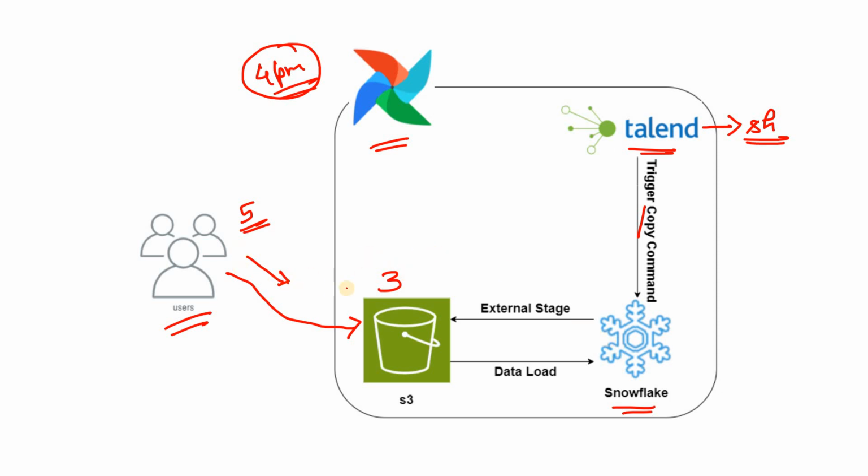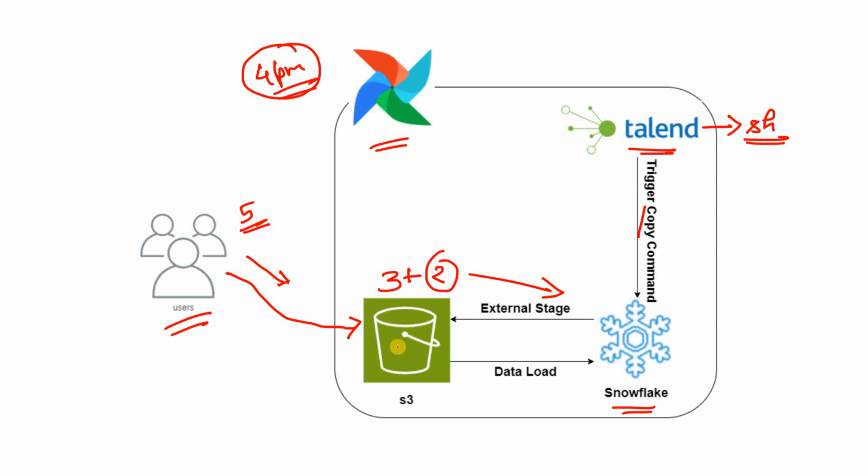So when the user uploads 2 more files after the job runs, these 2 files will not be loaded in our Snowflake table, and this makes a problem. Right? So what I mean to say is that although at 4 p.m. the job starts, it is not checking whether the upload is complete or not.